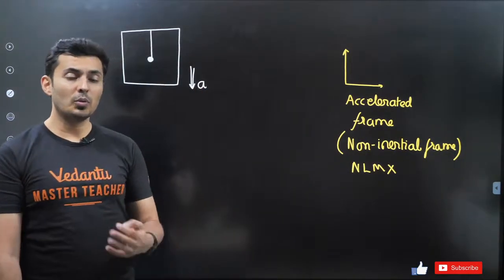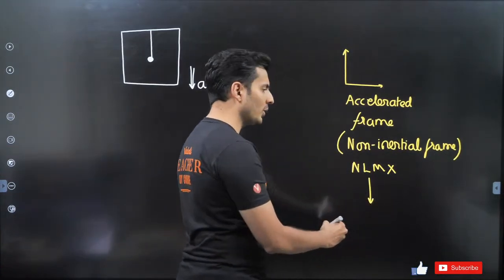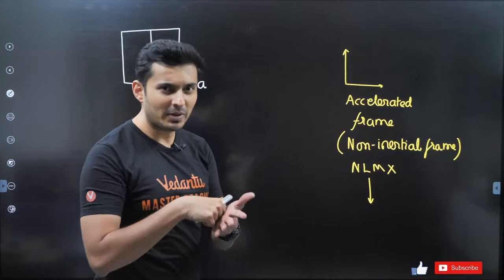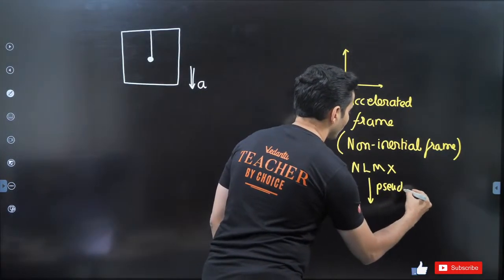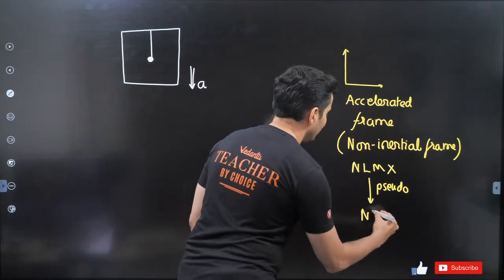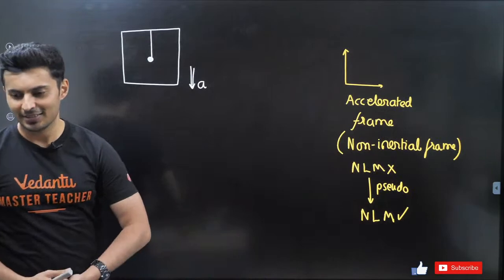So what do you do to make them valid? You make use of pseudo force, a fake force. It's just a force on paper, it's not reality. When you use that pseudo force, suddenly Newton's laws of motion become valid. That's what it is.